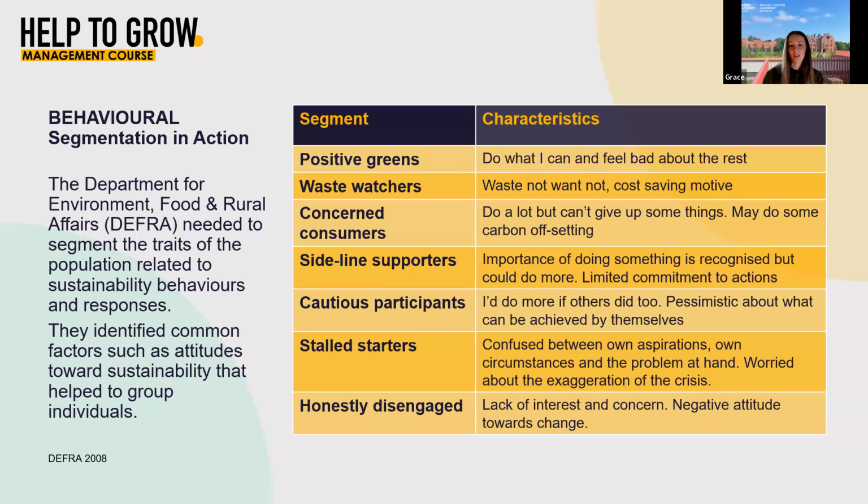They're also quite pessimistic about what they feel they can achieve individually. And then finally, we have a segment of the honestly disengaged. So complete lack of interest, lack of concern, negative attitude towards change. They're concerned about what it would mean for themselves. And also perhaps have a poor understanding or are not interested in conversations around sustainability, climate change, global warming, etc.